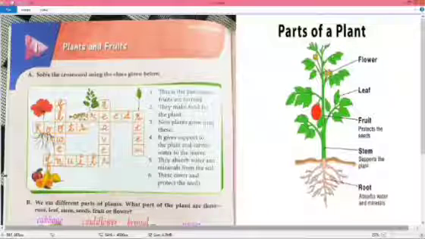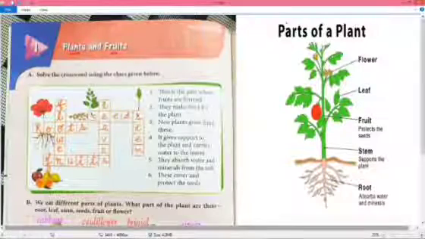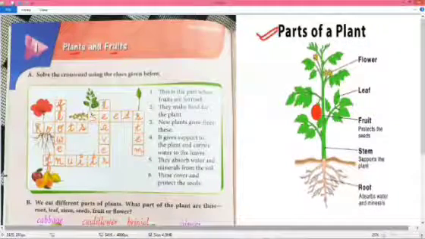Hello there kids, let's learn about plants and fruits today. To learn about plants and fruits, first let us learn about parts of a plant.